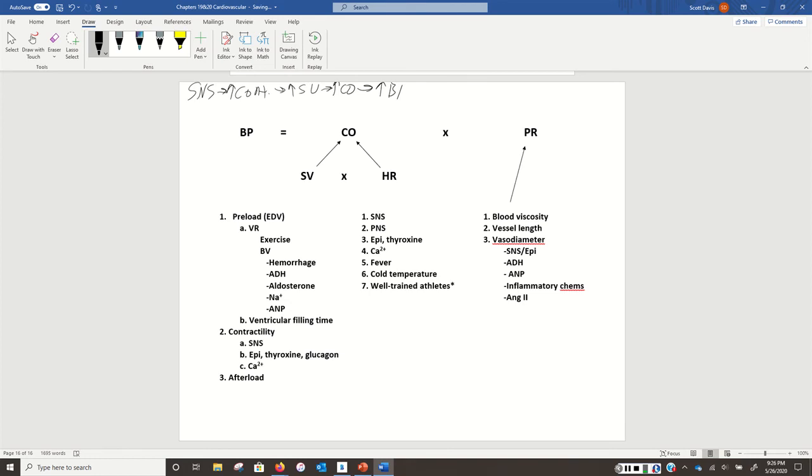But we can also see SNS is right here under heart rate. So there is a separate, unrelated way that SNS can have an activity on blood pressure. When SNS is activated, heart rate goes up. And when heart rate goes up, cardiac output goes up. So now cardiac output's been raised twice in two different ways. When cardiac output goes up, blood pressure goes up.